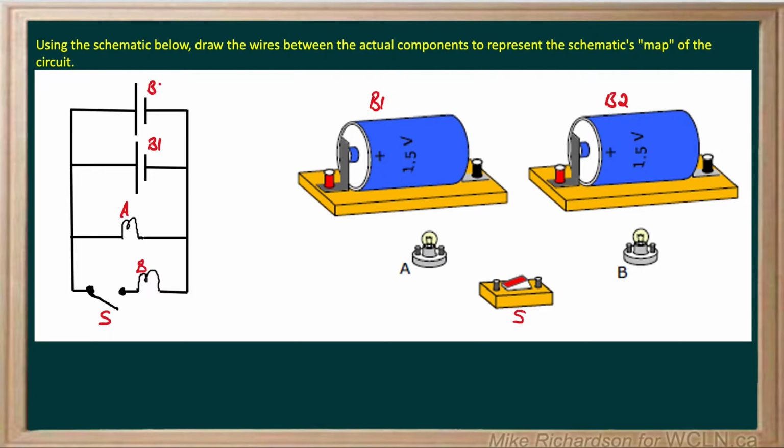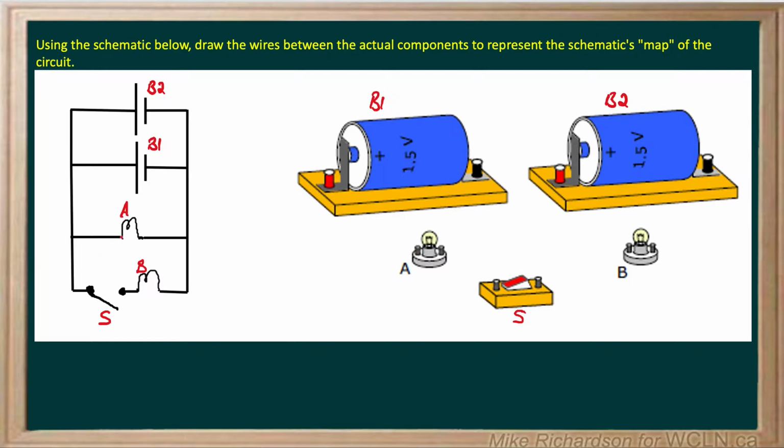So the idea is we're going to take this schematic, this map of the circuit, and we're going to connect real-world wires in between the components on the right to match this schematic. Now it doesn't really matter where we start. So let's start at light bulb A.